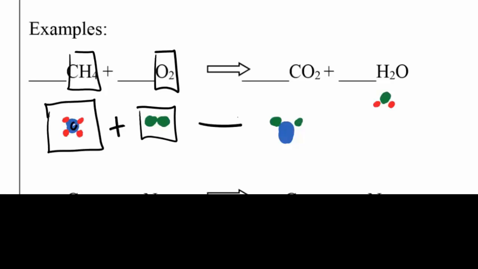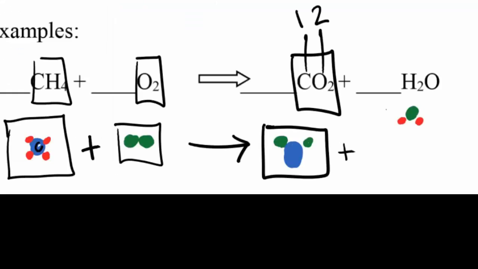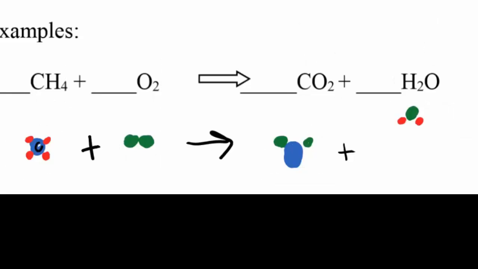If I add these two together, the atoms will rearrange themselves and rebond to form one molecule of carbon dioxide, which is made of 1 carbon and 2 oxygens. And it will also produce 1 molecule of water, which is made of 2 hydrogens and 1 oxygen, as you can see right here. So how are we going to even out the numbers? How are we going to make sure that it's balanced?